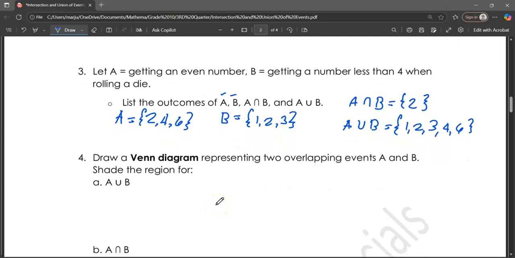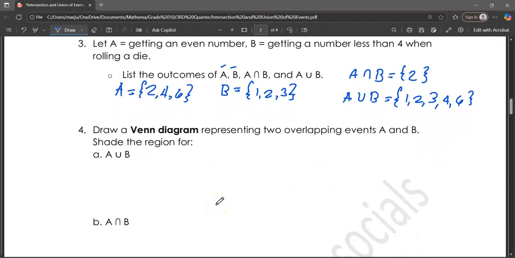Let's do number 4. Draw a Venn diagram representing two overlapping events A and B. Shade the region for A union B and A intersection B. So if I have here a Venn diagram, for example, this is my Venn diagram.